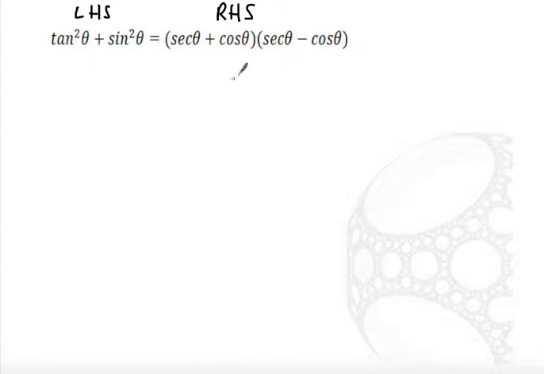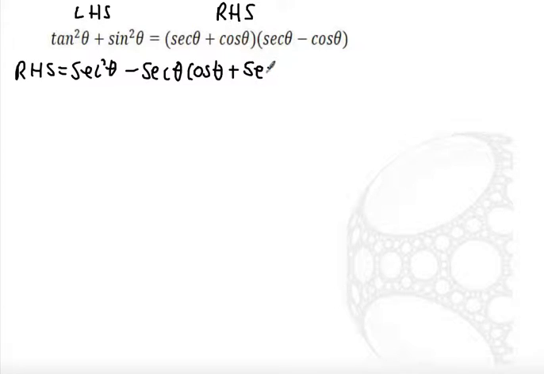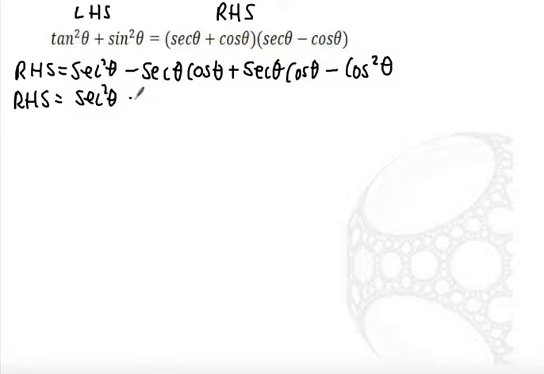Now when I try to prove identities, the way I go about this is that I try to identify a side where there looks like some sort of operations to perform. On the right hand side here I can see that I can expand the brackets. Sec theta times sec theta is sec squared theta. Sec theta times minus cos theta is minus sec theta cos theta. Cos theta times sec theta is plus sec theta cos theta. And cos theta times minus cos theta is minus cos squared theta. If I tidy this up, the right hand side is equal to sec squared theta minus cos squared theta.